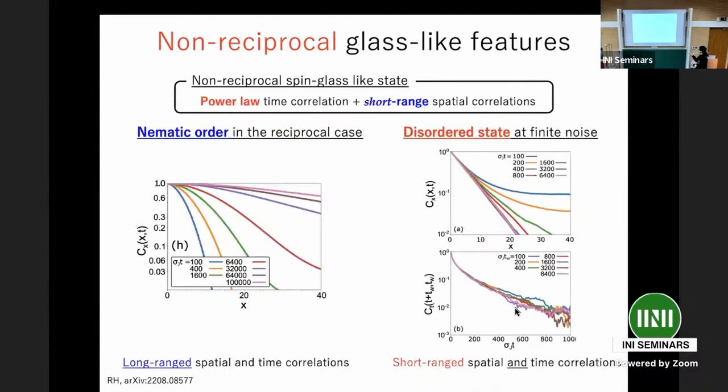This non-reciprocal spin glass state that emerged in this system is to be contrasted with the nematic order that you get in the reciprocal case. It turns out that this also has very slow dynamics, but if you look at the spatial correlation, it's obviously reaching towards long-range spatial order. This is also different from the noisy case, where you get a disordered state in which the spatial and time correlation functions are just simple exponentials. So I'm arguing that this non-reciprocal interaction can induce some analogy of a spin glass-like state.